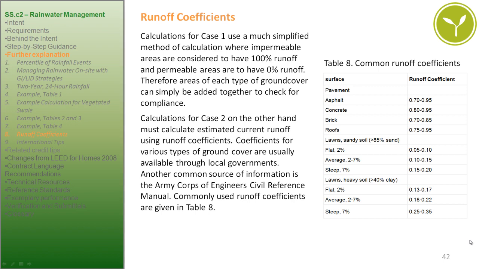Loams, heavy soil, greater than 40% clay. Flat, 2%, 0.13 to 0.17 runoff coefficient. Average, 2.7%, 0.18 to 0.22 runoff coefficient. And steep, 7%, is 0.25 to 0.35 runoff coefficient.